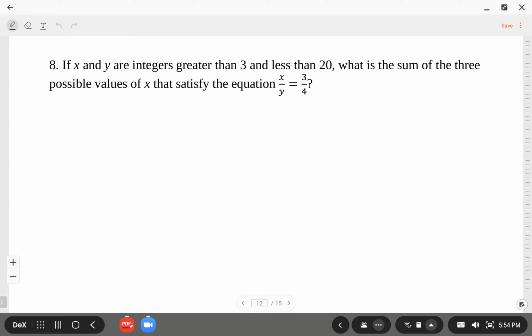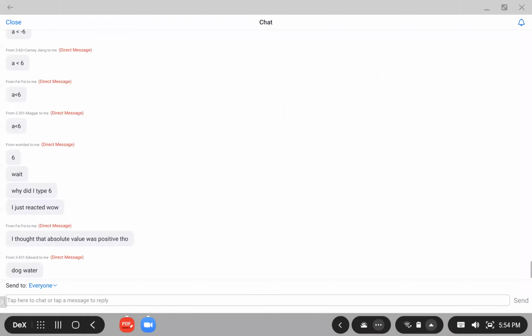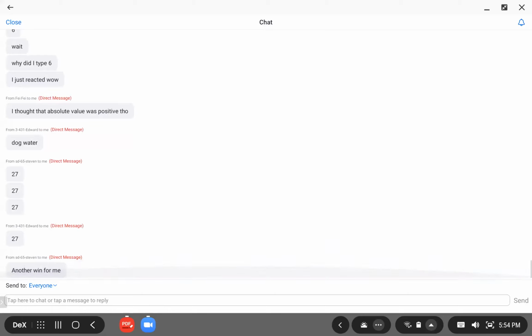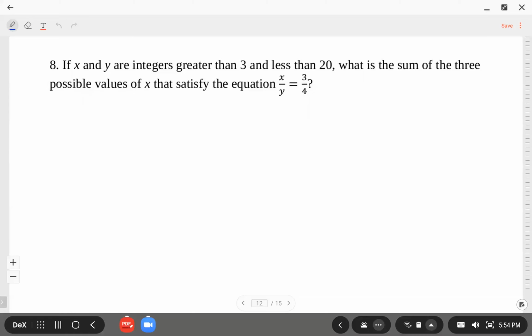Okay, so let's solve this problem. Very easy. Let's see here. Only Stephen and Edward got an answer. Yes, another win for you, Stephen. The only time you lost was this, Edward. Very sad. Okay, 27 and 27. That is probably the correct answer, I think. Yeah, that's the correct answer. How do we do this?